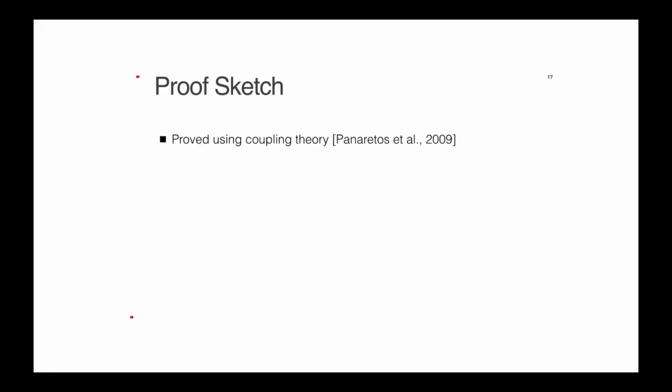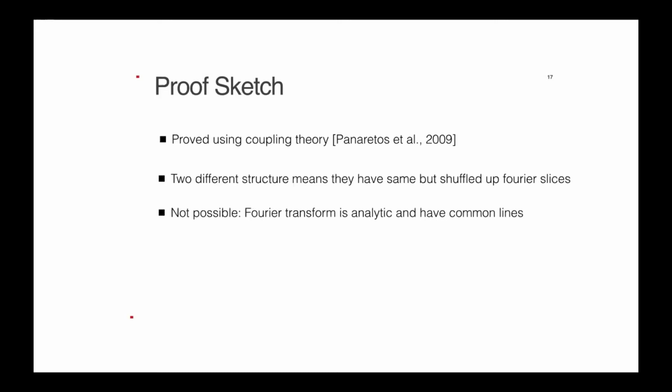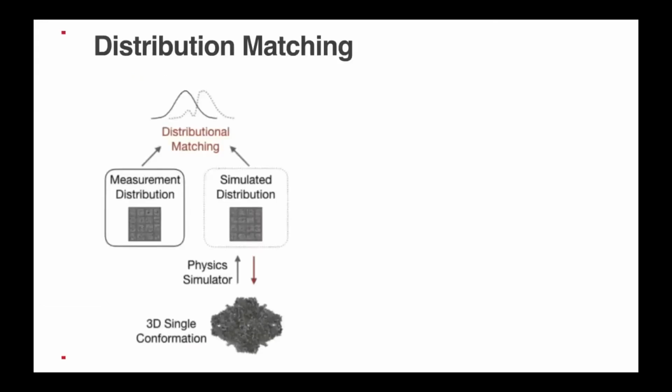And this proof hinges on a proof given by Panagiotis in 2009 using coupling theory. The main crux of the proof is that we show that two different structures, if they have the same distribution of the measurements, then basically they have the same Fourier slices, but shuffled up. And we show that it's not possible to have this kind of situation because the Fourier transform is analytic and has some common lines.